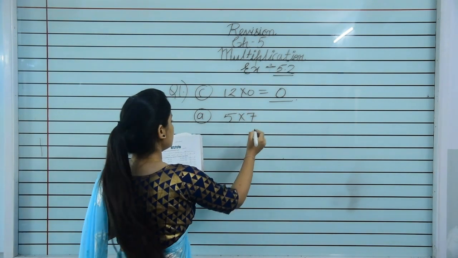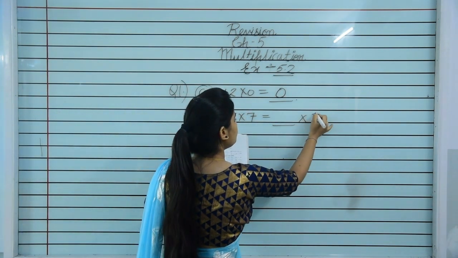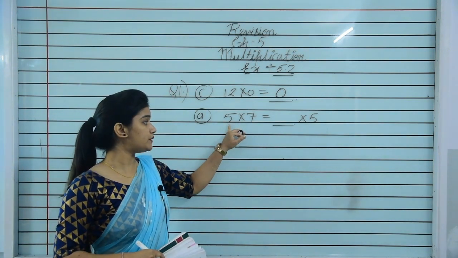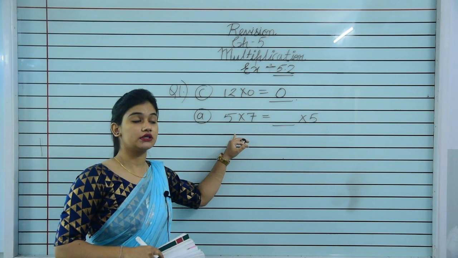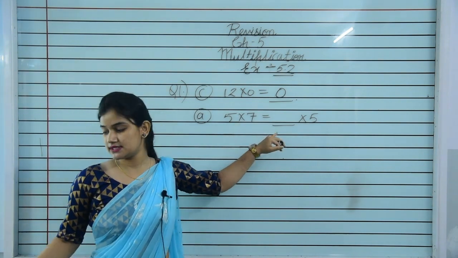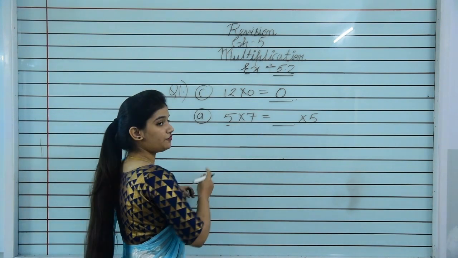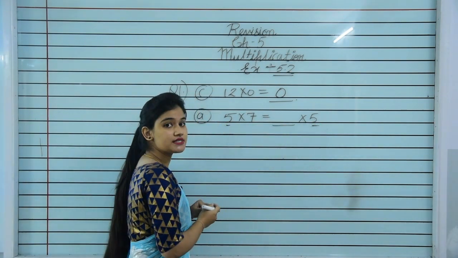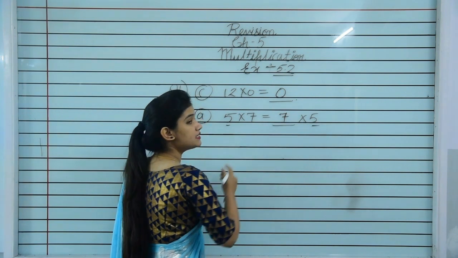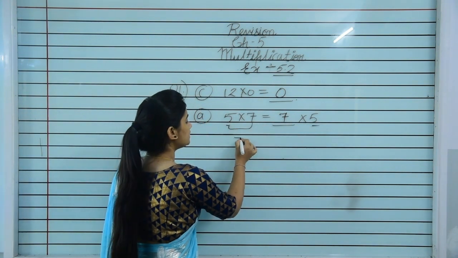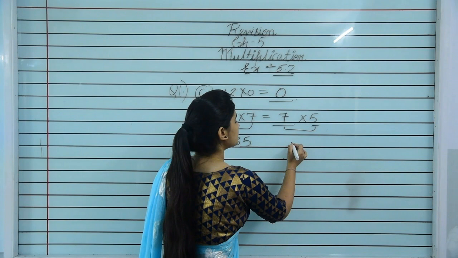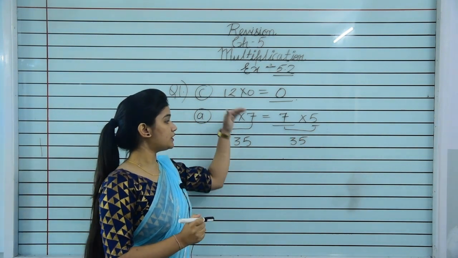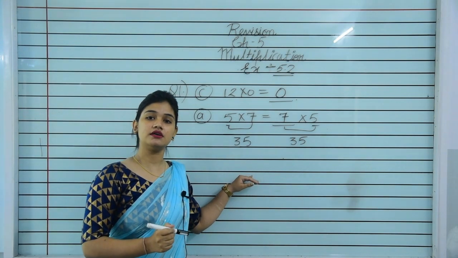We take one more question, A part: 5 into 7 is equal to dash into 5. This is the first multiplication fact. If we multiply two numbers in any order, their product will remain the same. First comes 5, then 7. Here the next number is 5, so the first number will be 7. 5 sevens are 35 and 7 fives are 35. Understood, students? Like this you can use multiplication facts and find the answers.